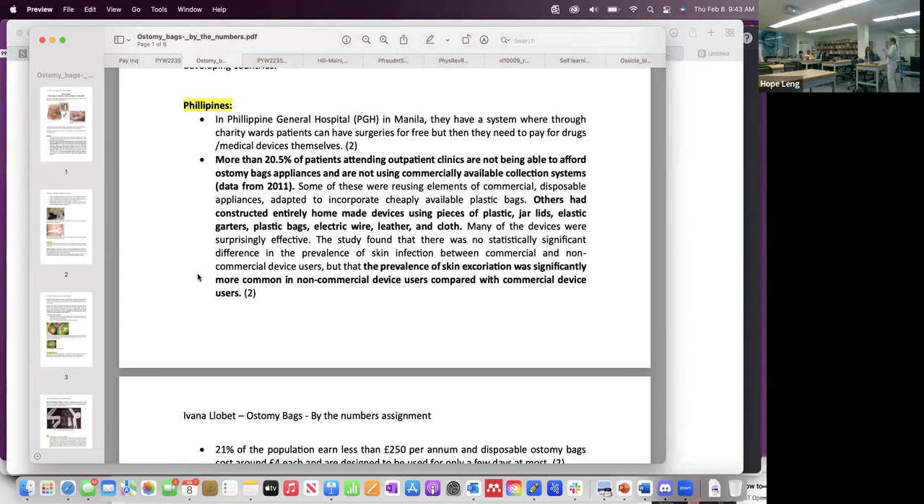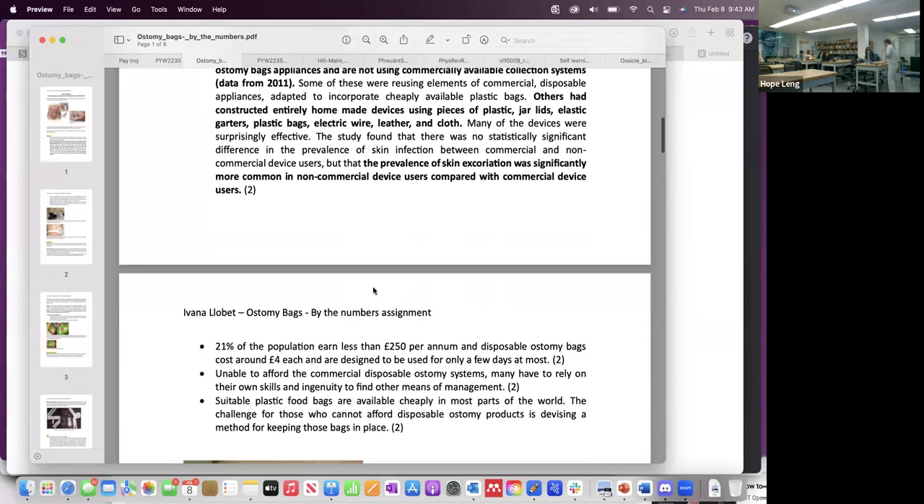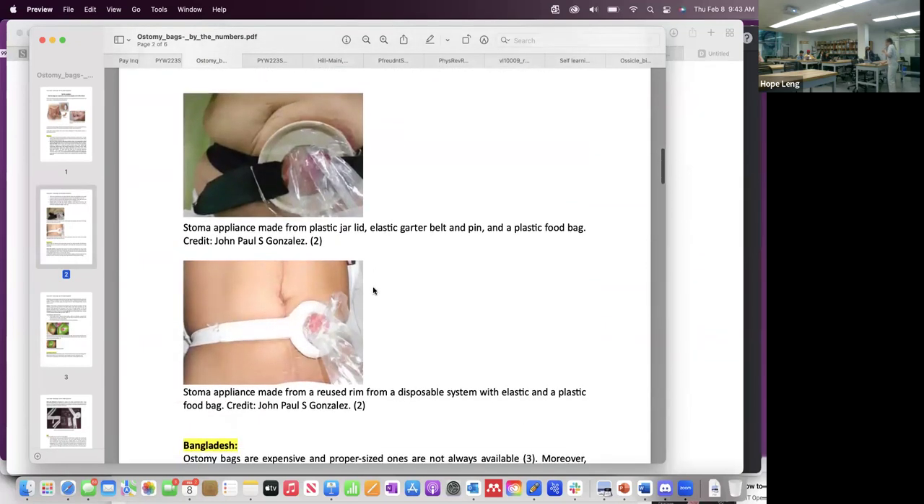They have this system of charities where you can undergo the surgery, but then you need to pay yourself for the ostomy bag supplies or the treatment, and it's really expensive. So basically, people have the surgery and it saves their life, but then they are unable to afford bags. So in the end, they get infections. It's very irritated. So what people do is that they create their own solutions.